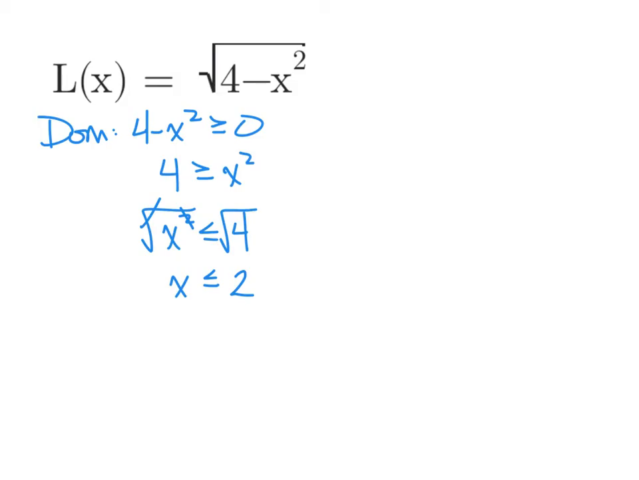Now, the reason that that doesn't work is because square root of x squared is not x. It's actually the absolute value of x. Then when we get rid of the absolute value, we create this compound inequality that x has to be in between -2 and +2.